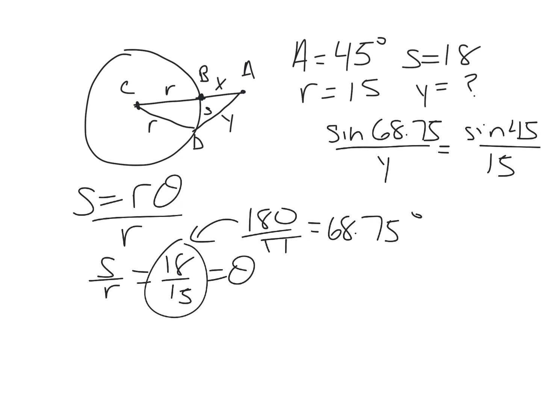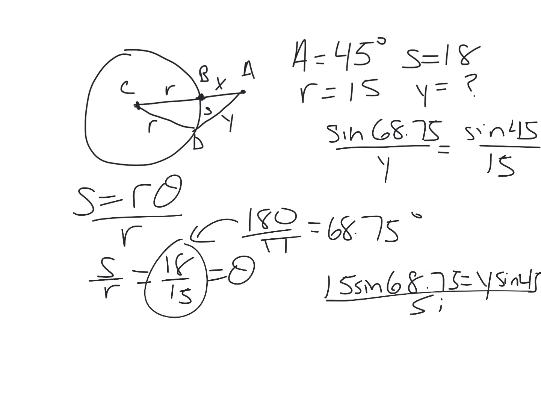You cross multiply, 15 sine of 68.75 equals y sine 45, divided by sine 45. You will get y is equal to 19.77 units. It doesn't say feet or centimeters or whatever, so it's just units.